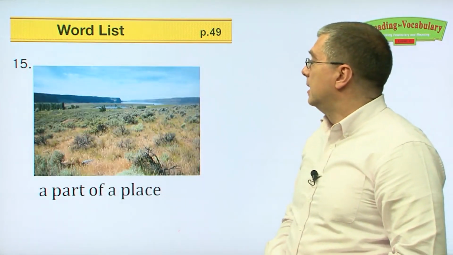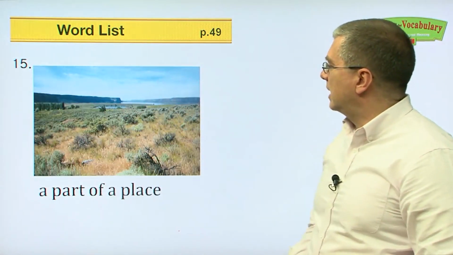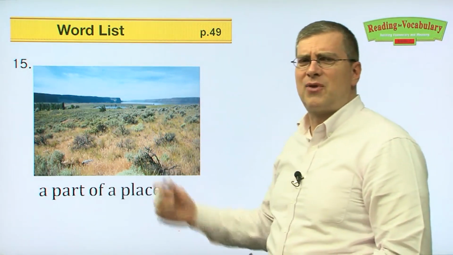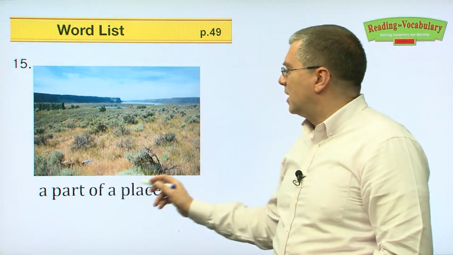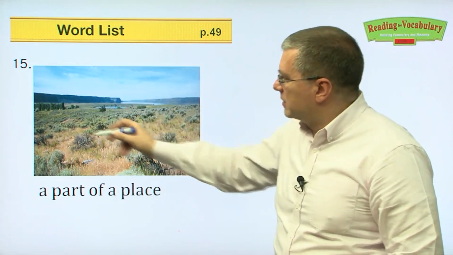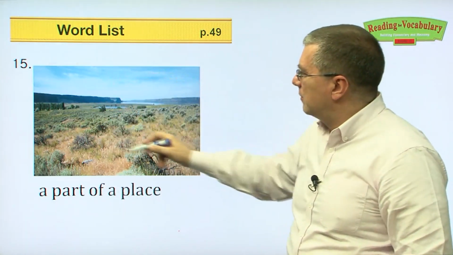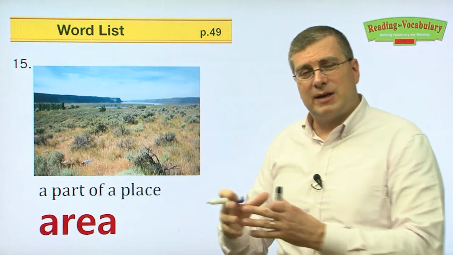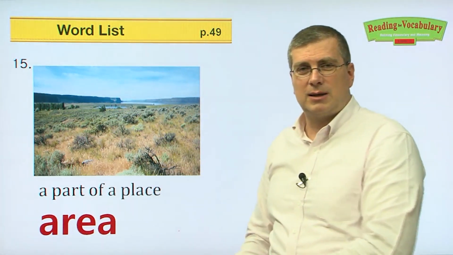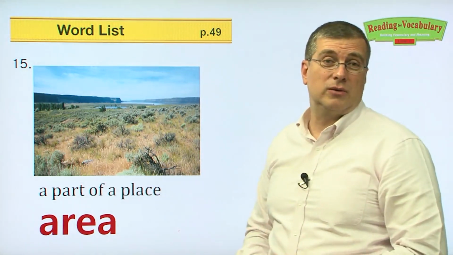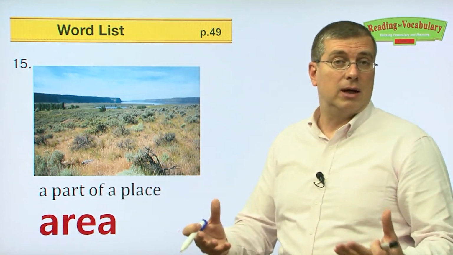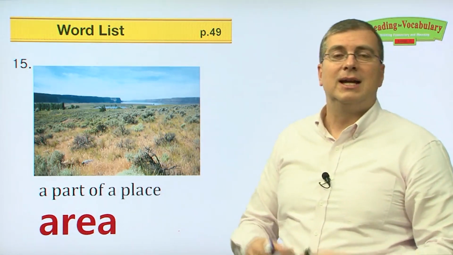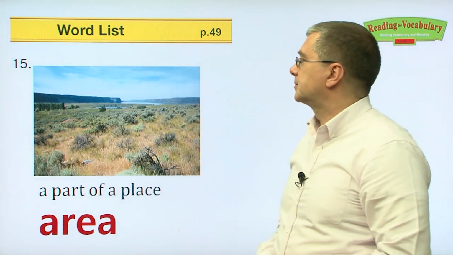Okay, next one. Oh, very peaceful picture, very nice picture. Looks like the American West, looks like where I'm from, okay? A part of a place. If we look at this very wide landscape, very big what? Very big area. An area is a part of a place, right? So the area in your house, right? That's an area. Your bedroom is an area. Your kitchen is an area. It's part of a place.